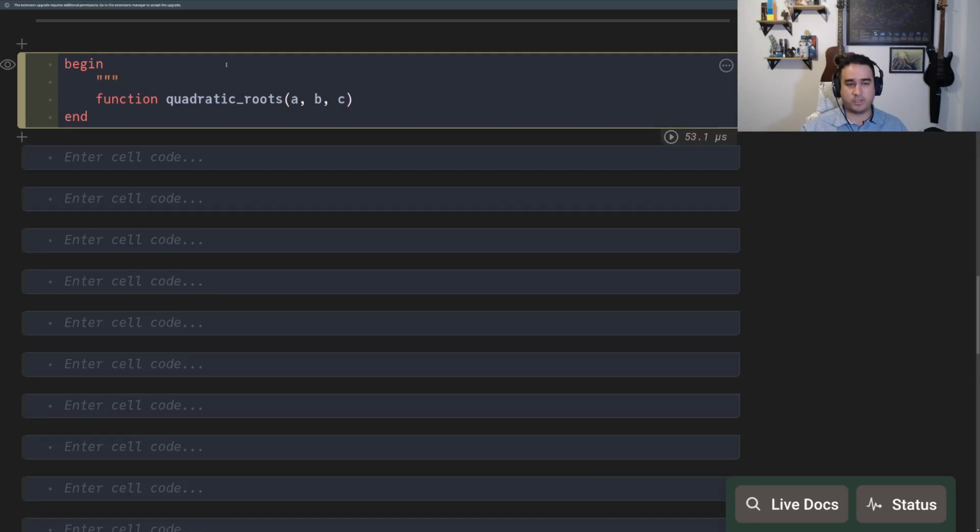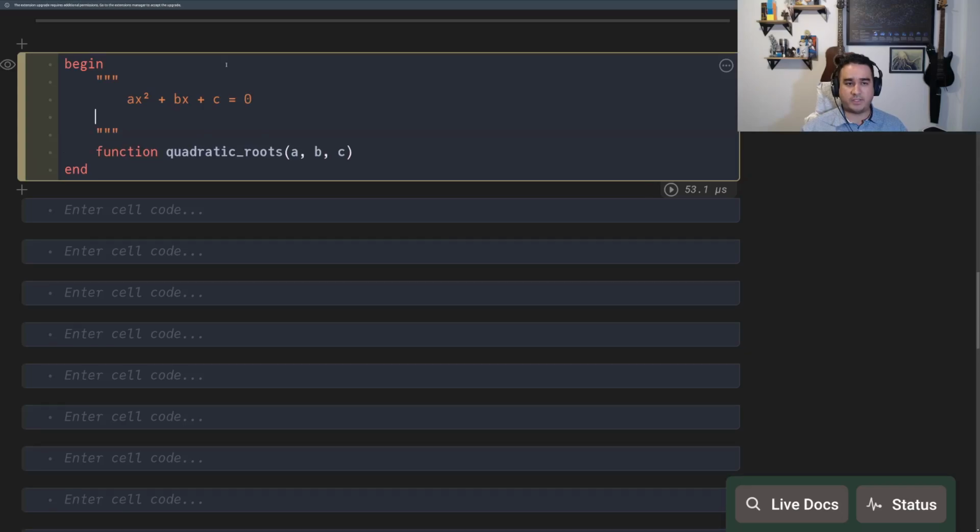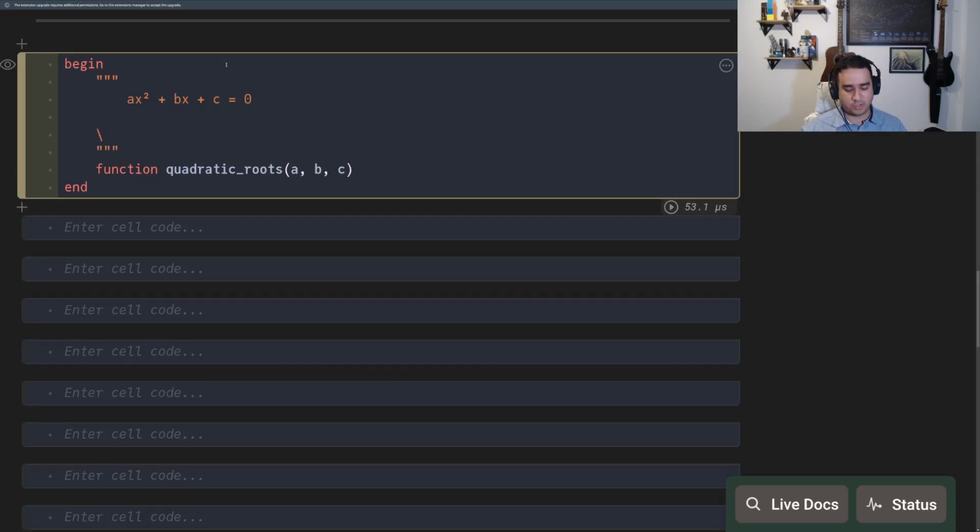So you have an equation which is something like ax squared, I can use some Julia notation here, bx plus c equals 0. And by the way, what I just did is backslash circumflex 2, and then you press tab and this appears. Okay, I'm going to just leave this here so you know in the future.